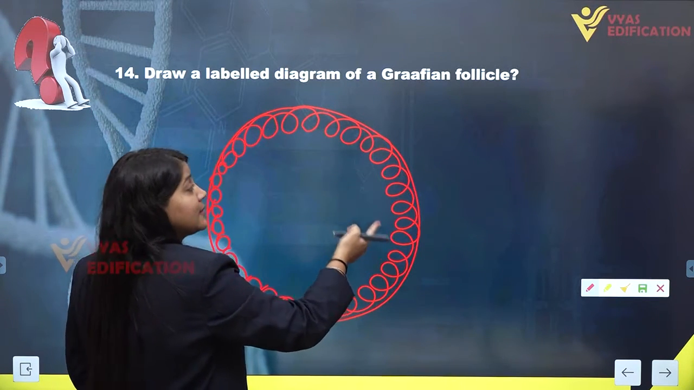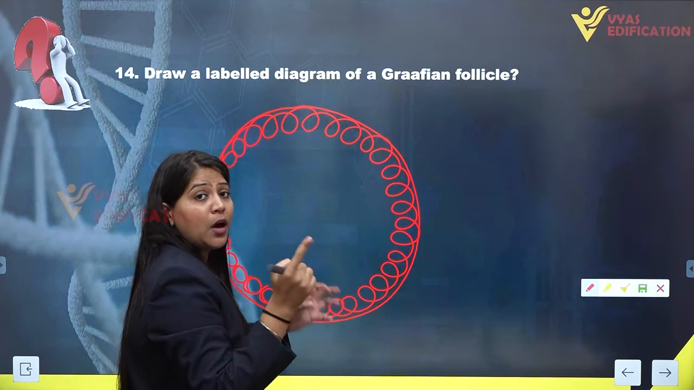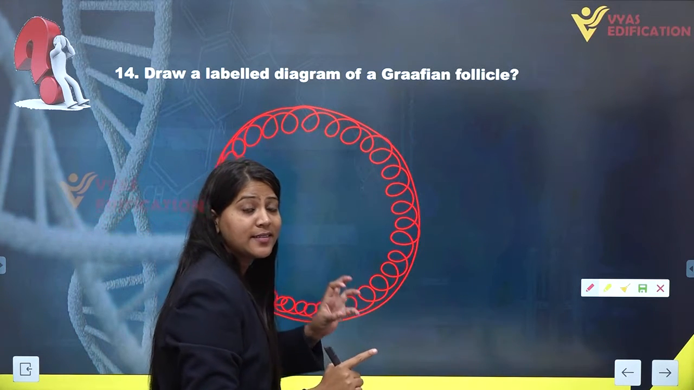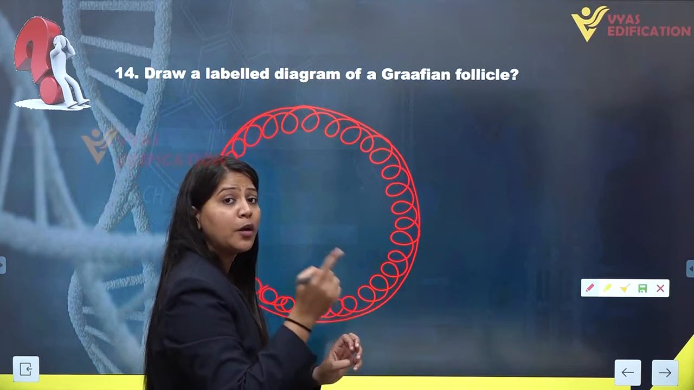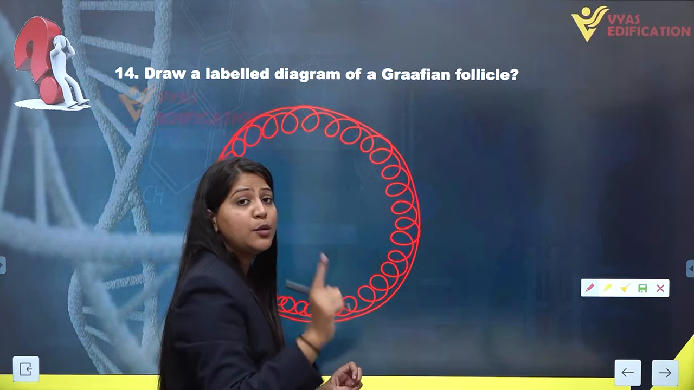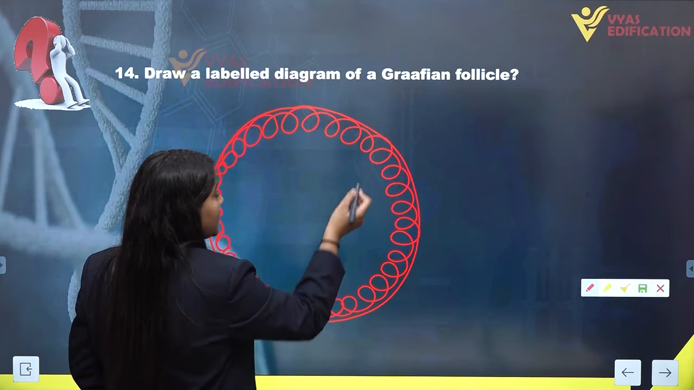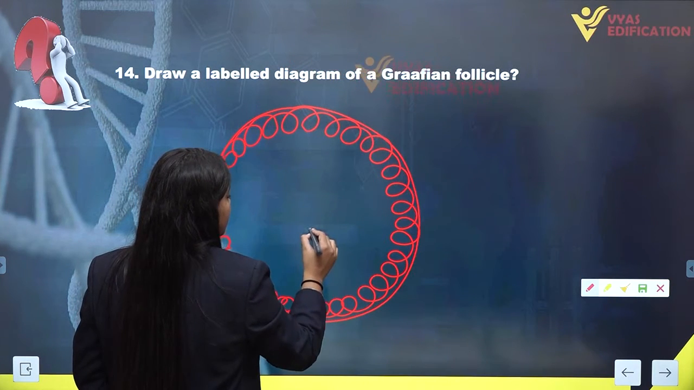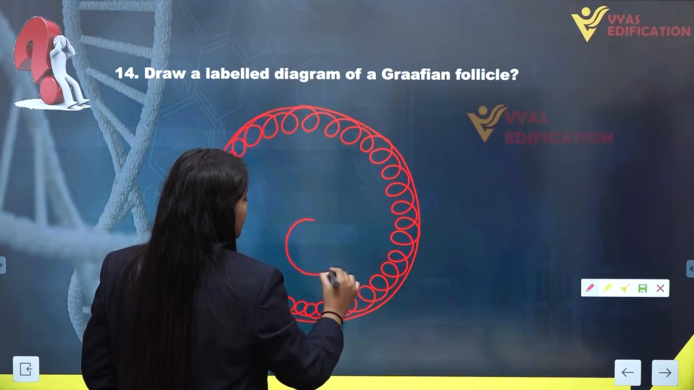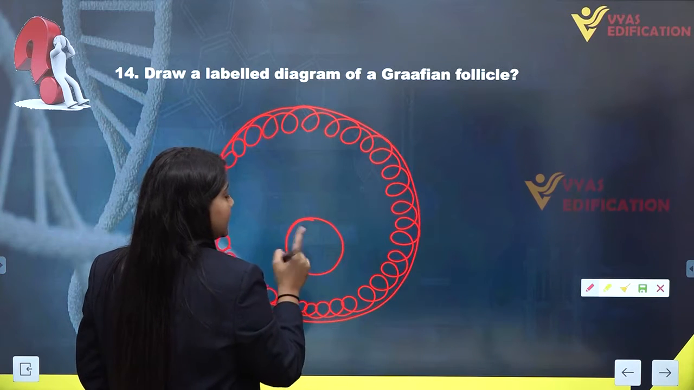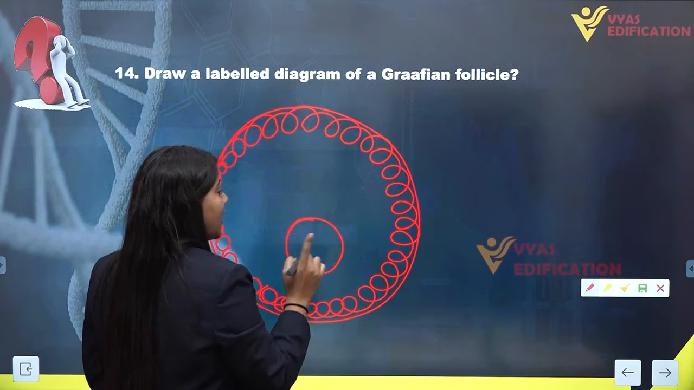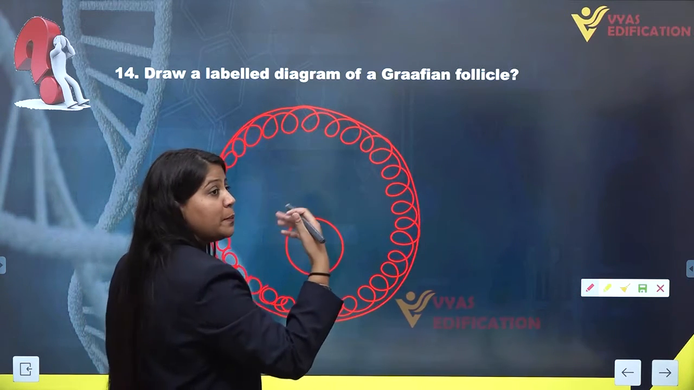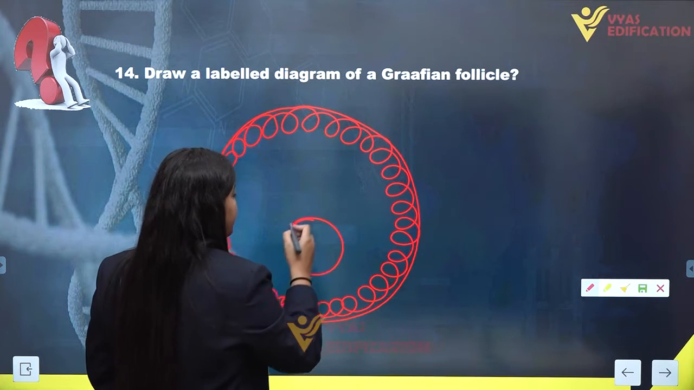Now, this Graafian follicle also contains our secondary oocyte, which has not completed its second meiotic division. So, inside the Graafian follicle, we have a secondary oocyte here. This is our secondary oocyte, which is haploid and has not completed its meiotic division.